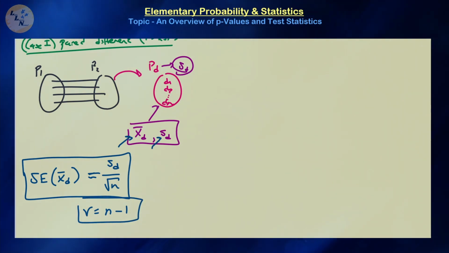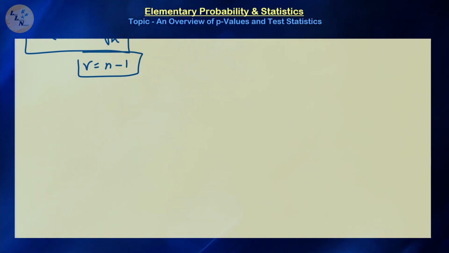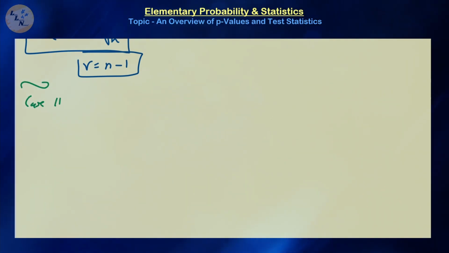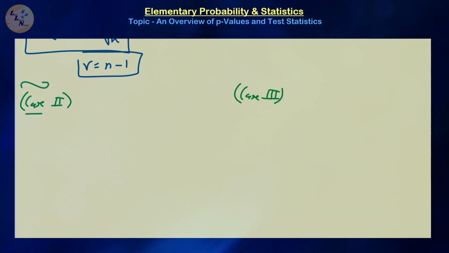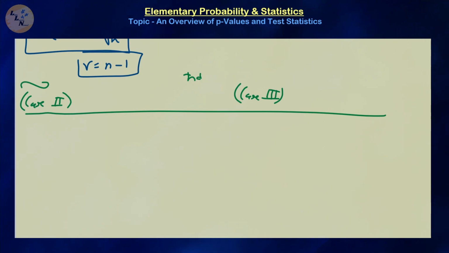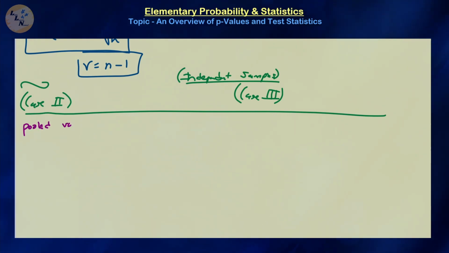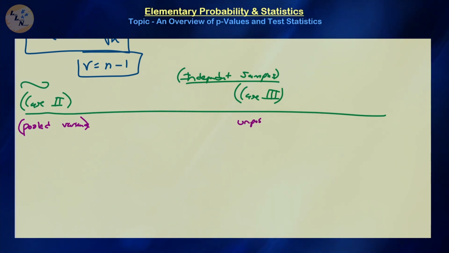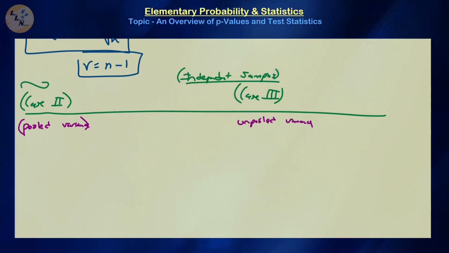Now let us look at case 2. So what is the difference between case 1 and case 2 and 3? Case 2 and case 3 both work with independent samples, whereas case 1 deals with dependent samples only. So case 2 can be viewed as what we call the pooled variance t-test, and case 3 is what we refer to as the unpooled variance t-test. So how do you know which one to use?